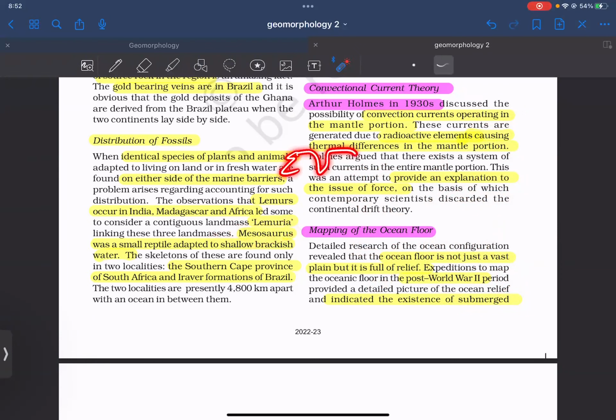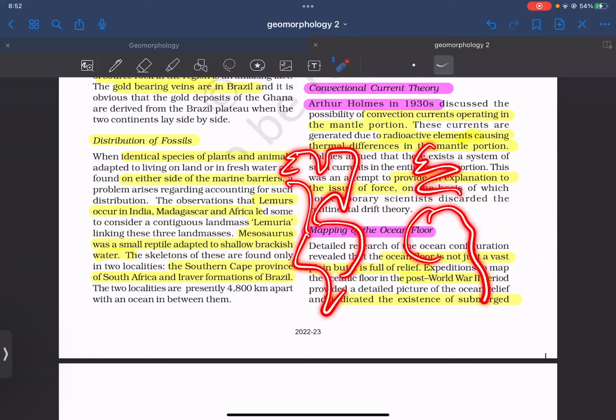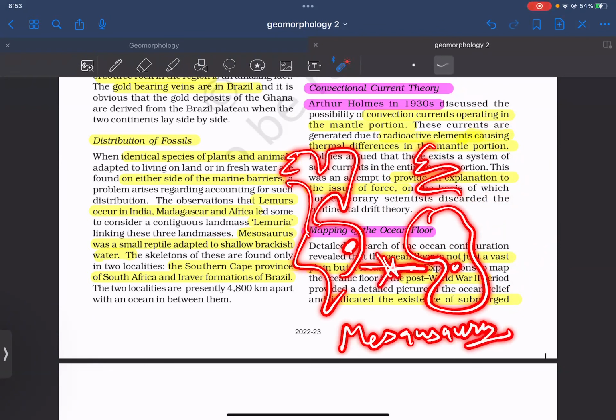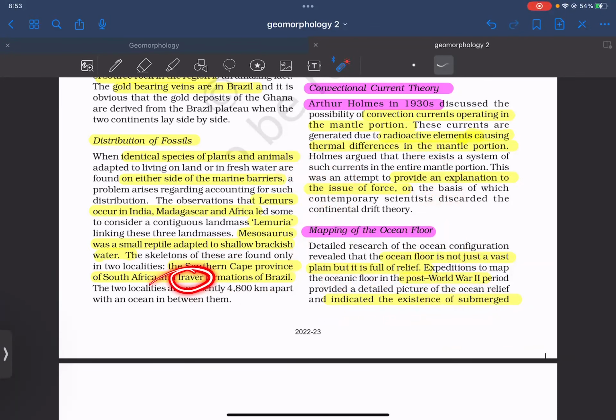ऐसे ही हमें कहाँ मिल रहा है? मेसोसॉरस। साउथ अमेरिका और अफ्रीका, यहाँ पे हमें क्या मिल रहा है? मेसोसॉरस। अब मेसोसॉरस क्या है? फ्रेश वाटर रेप्टाइल है। नाउ दे कैन नॉट ट्रैवल थ्रू मरीन वाटर, क्योंकि ब्रैकिश होगा, सैलिनिटी होगी। सो हाउ इज इट पॉसिबल? फ्रेश वाटर ऑर्गेनिज्म फाउंड अक्रॉस द ओशन। तो ये पहले जुड़े होंगे, और कहाँ कहाँ मिल रहे हैं? सदर्न केप प्रोविंस ऑफ साउथ अफ्रीका एंड इरावर फॉर्मेशन इन ब्राजील। ये ध्यान रखना, इरावर फॉर्मेशन, साउथ अफ्रीका, सदर्न केप। जस्ट रिमेंबर दिस। तो दो कीवर्ड्स हैं, लेमुर्स, लेमुरिया, and Mesosaurus and South Africa, right?